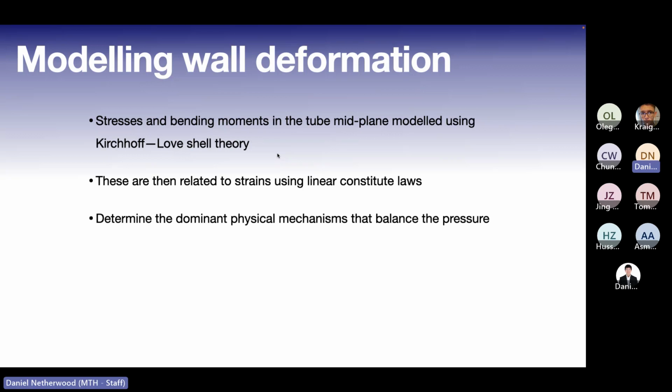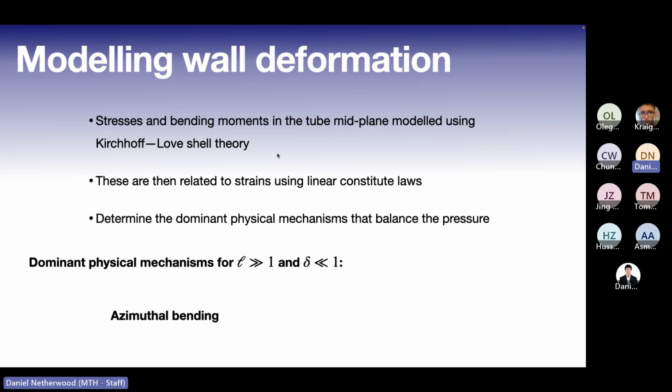Then you need to step back and think, what are the dominant physical mechanisms that are going to balance the transmural pressure? And what is found is that, provided the tube is long and thin, the dominant mechanisms that balance the pressure are azimuthal bending, so it prefers to bend, and axial tension curvature effects. So these are the tension curvature effects along the axial length of the tube.